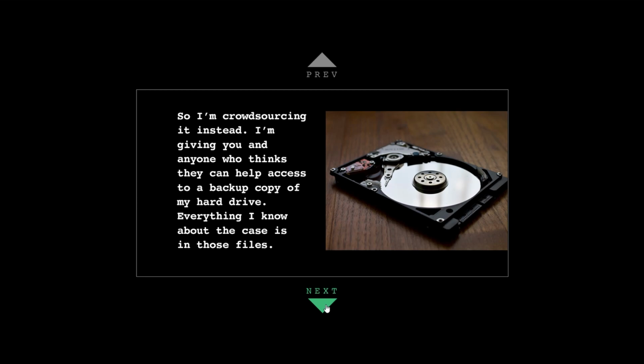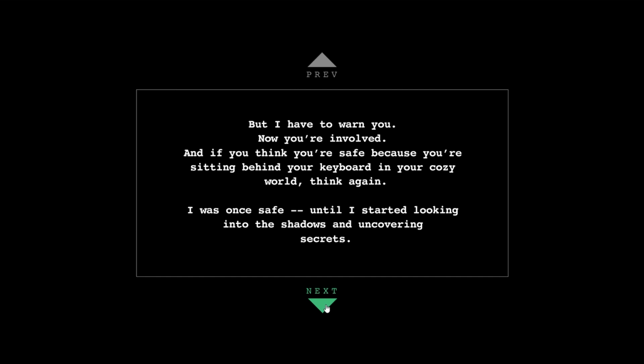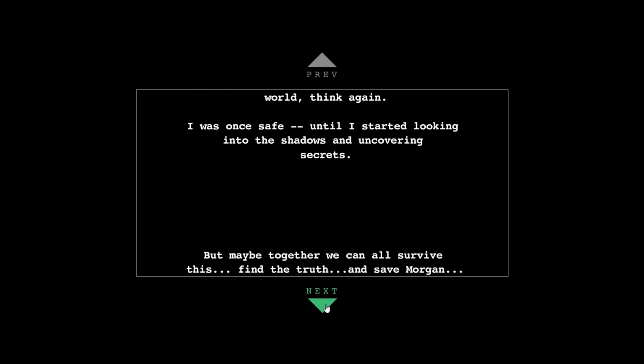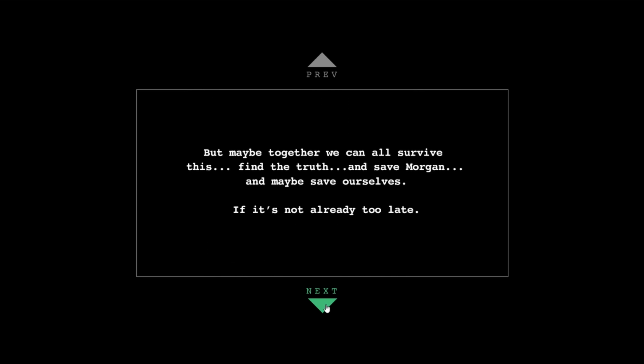I'm giving you and anyone who thinks they can help access to a backup copy of my hard drive. Everything I know about the case is in those files. But I have to warn you, now you're involved. And if you think you're safe because you're sitting behind your keyboard in your cozy world, think again. I was once safe until I started looking into the shadows and uncovering secrets. But maybe together we can all survive this, find the truth, and save Morgan, and maybe ourselves, if it's not already too late. Good luck.